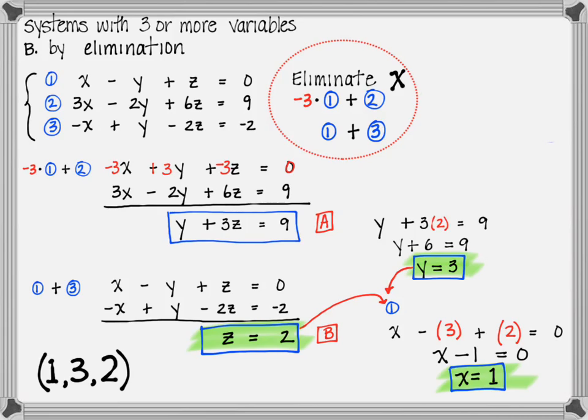So I'm pretty sure that the answer is 1, 3, 2, meaning x is 1, y is 3, and z is 2. But you've got to check both of the other equations. I already have equation 1 because I used equation 1 to solve for the x. So I only need to check equations 2 and equation 3, and it does work for both of those. So indeed the answer is the ordered triplet, 1, 3, 2.